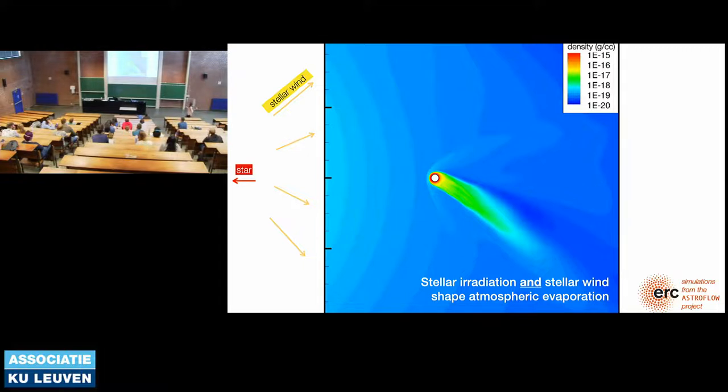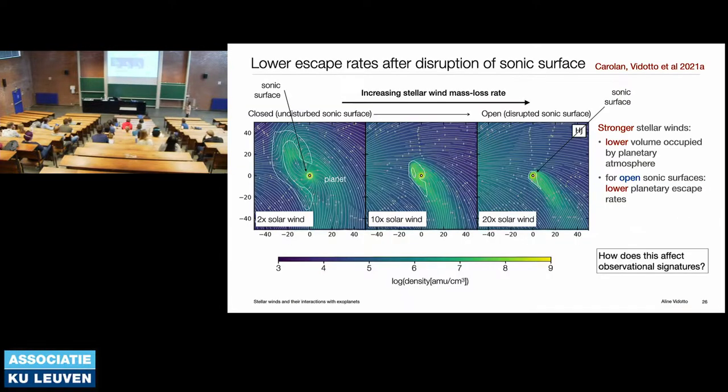One of them is that you form a tail, and this tail is shaped by the interaction with the wind and by the orbital motion. So it's a vector sum, so that's why you end up with a tail in this diagonal here. You also form a bow shock if the velocities are supersonic, so you end up forming a bow shock around your planet. So the conclusion is that stellar irradiation and the stellar wind can shape the atmosphere and the evaporation of your planet. And this is one work that a former student of mine did.